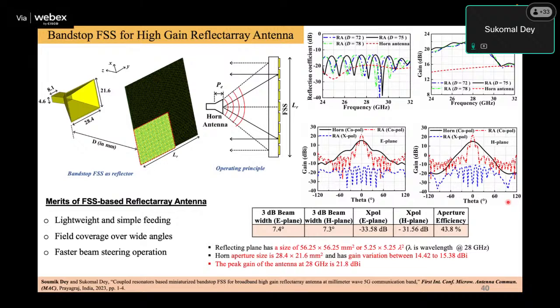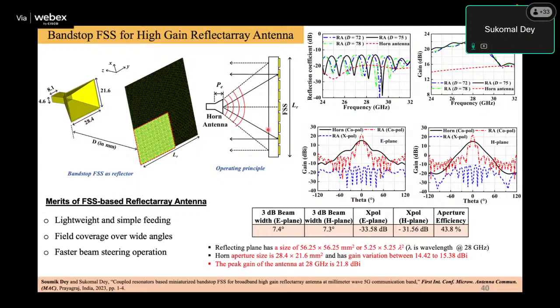Then another application of the FSS is to make it a reflect array antenna. Very interesting. Take a simple horn antenna, and in front of the horn antenna you place the FSS. Look at the placement of the FSS. When you place the FSS, your signal goes and is reflected. All the reflected signals should be in phase to justify its operational principle.